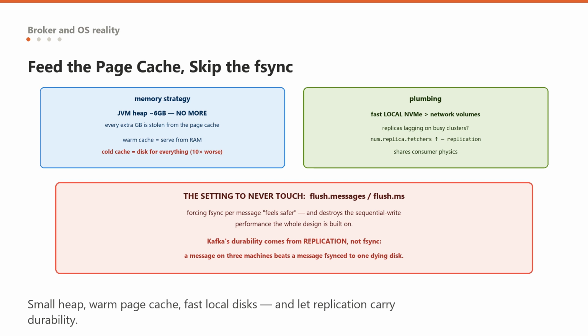Do not touch flush.messages or flush.ms to force writes to disk. It feels safer. Force every message to disk, and it destroys the sequential write performance the whole design is built on. Kafka's durability model does not come from fsyncing every message. It comes from replication. A message on 3 machines' page caches is far safer than a message fsynced to one dying disk. Let the OS flush on its schedule, let replication carry durability, and the broker will stay the least of your problems.